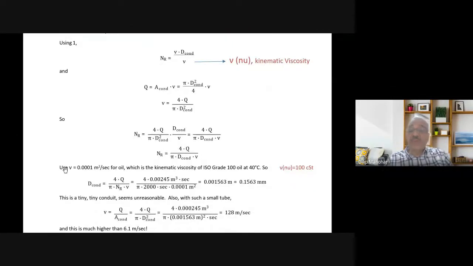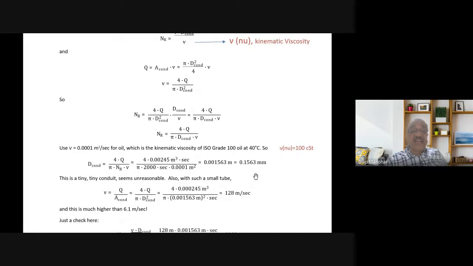Now we assume viscosity as 100 centistokes. We can assume some other value also, there is no issue. So tentatively we assume some viscosity of oil as 100 centistoke, which is equal to 0.001 meter square per second at 40 degrees centigrade. So we put the value of viscosity here and calculate the conduit diameter based on this equation.